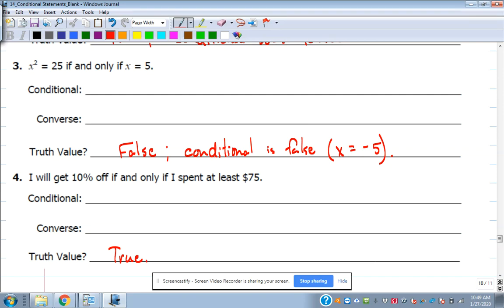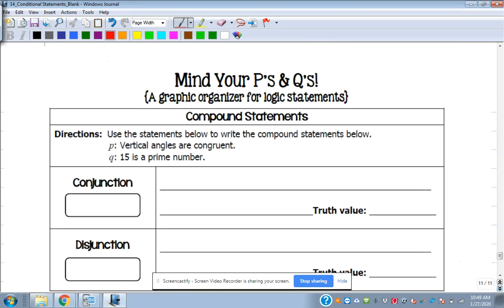All right. So let's do a little graphic organizer there as that last page. The mind your P's and Q's things, just a way to keep you thinking about these. And the notation is the big thing, just to remind you of those things. So here are our statements. P is vertical angles are congruent. Q is 15 is a prime number. And the conjunction of those two things.